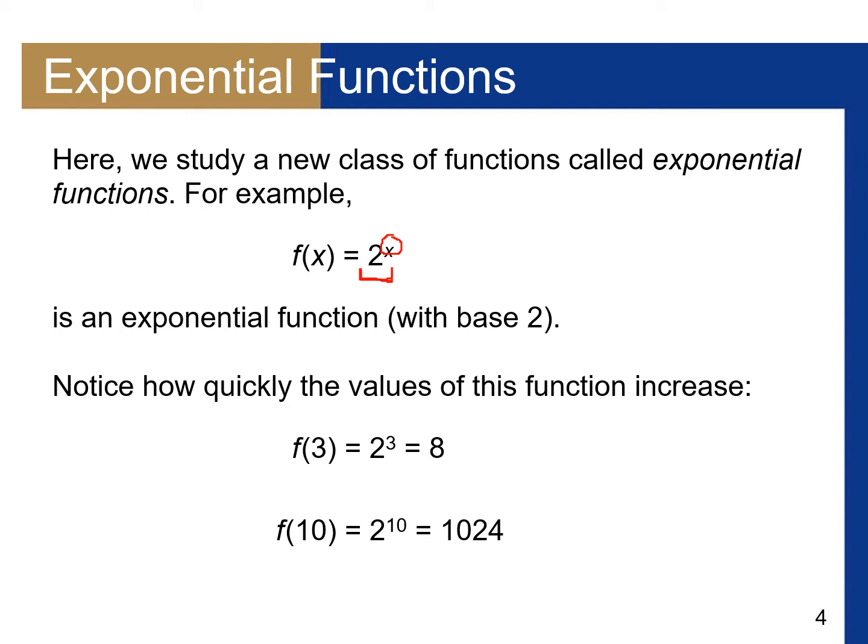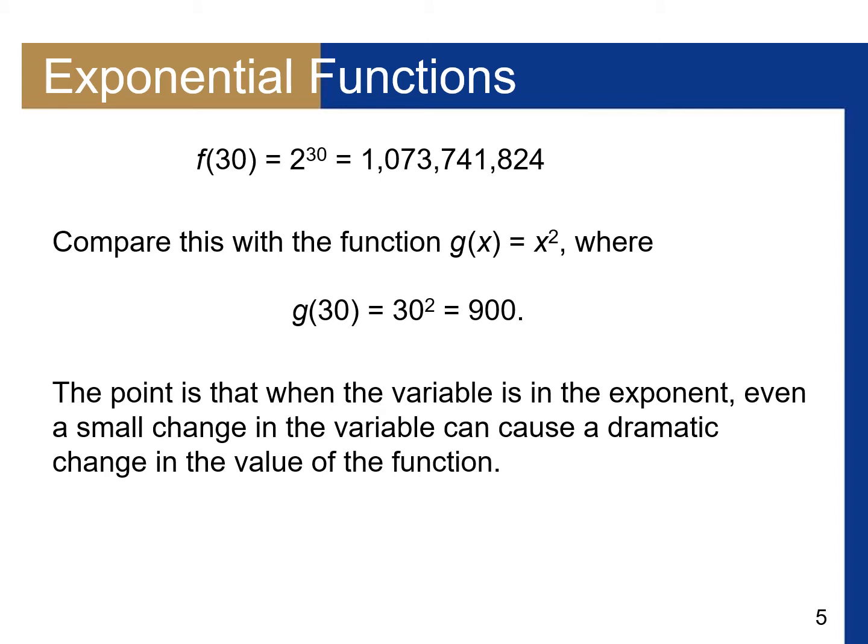Now they point out how quickly exponential functions rise. Here we have 2 to the 30th power, which is a really big number, 1,073,741,824. Compare that with 30 squared, which is just 900. So you can see how quickly exponential functions will rise. And you'll hear exponential functions used a lot in terms of rate of growth and decay. When we've been looking at viruses, those are exponential functions.